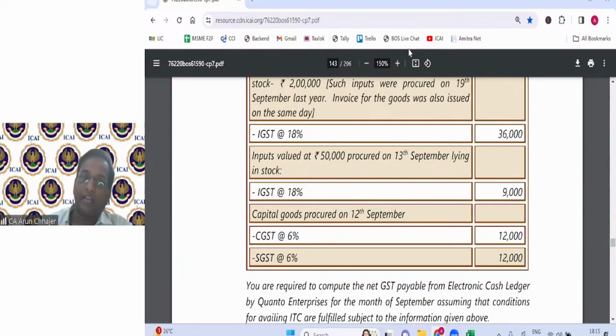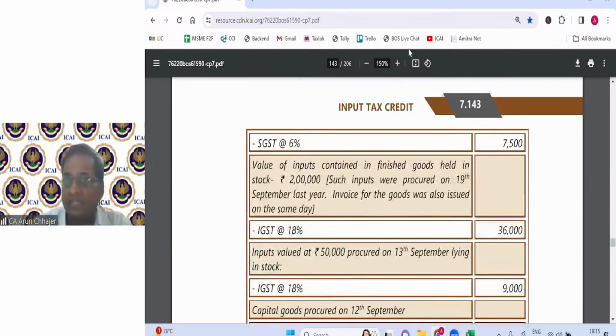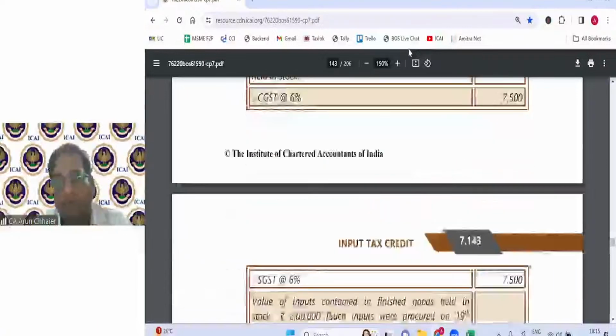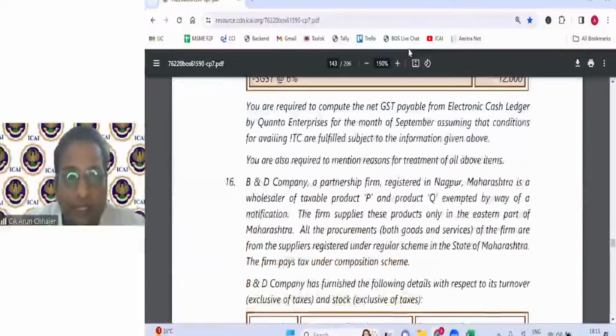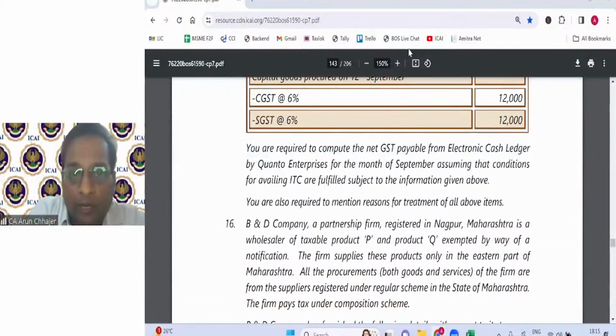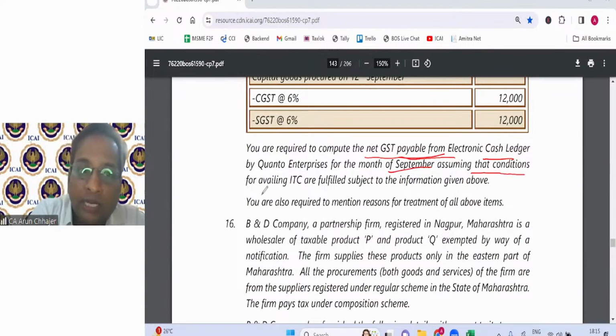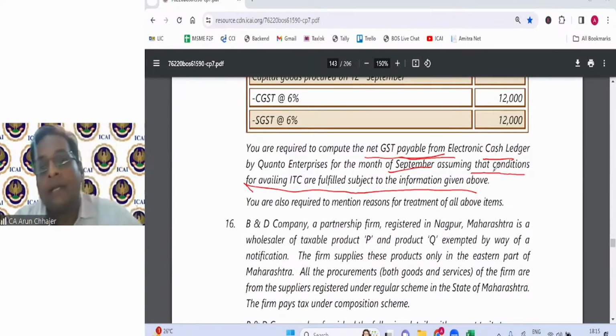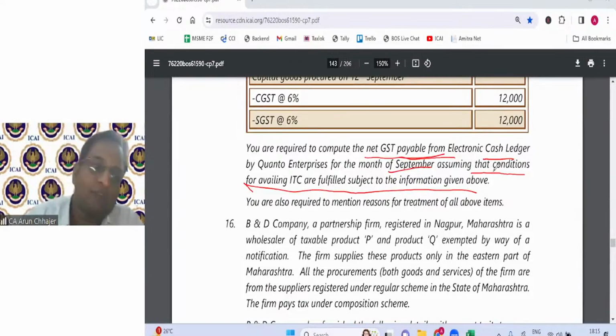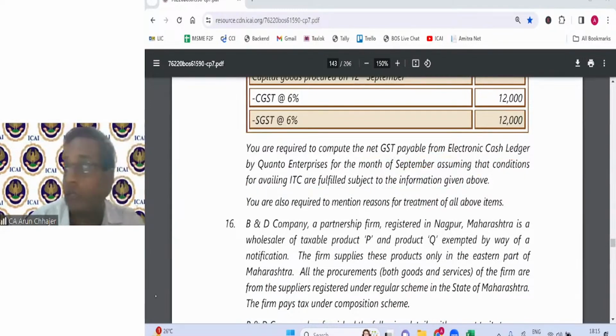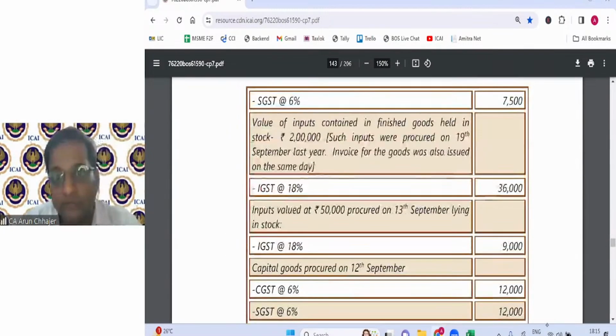In this question, we have calculated that how much is the ITC available. Now, what is required to be calculated? क्या पूछा क्वेश्चन ने? You are required to compute the net GST payable from cash by Q Enterprises for the month of the September, assuming the condition for availing the ITC are fulfilled. You are required to mention the reason for the treatment of all the above items. So you need to mention the working note.